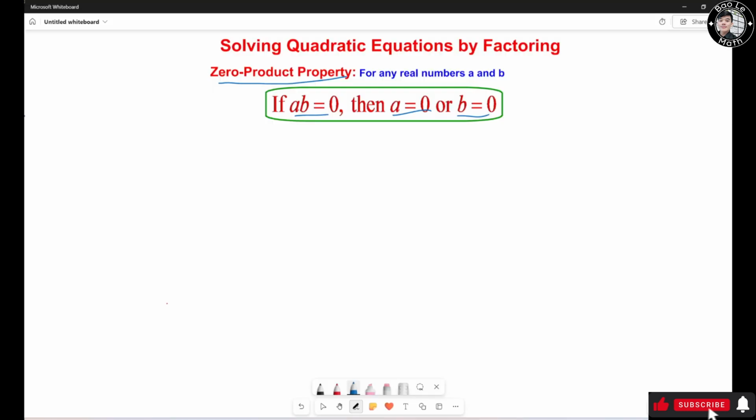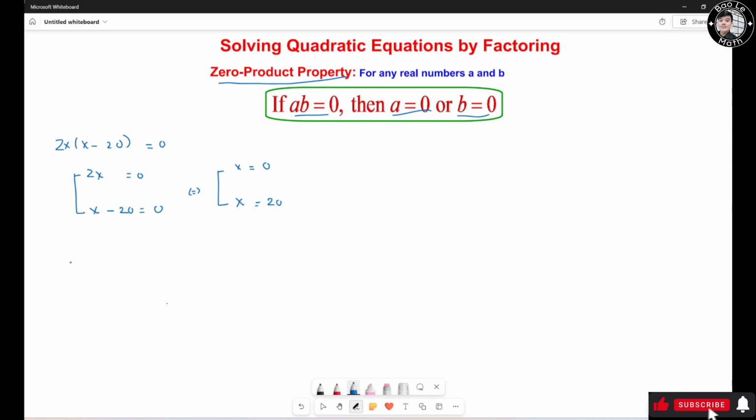So first, we need to solve the quadratic equation in factored form. For example, if you have 2s times s minus 20 equals 0, then you have either 2s equals 0 or s minus 20 equals 0. Right? And then 2s equals 0, divide both sides by 2, s equals 0. S minus 20 equals 0, you add 20 to both sides, so s equals 20. So you have two solutions, 0 and 20.